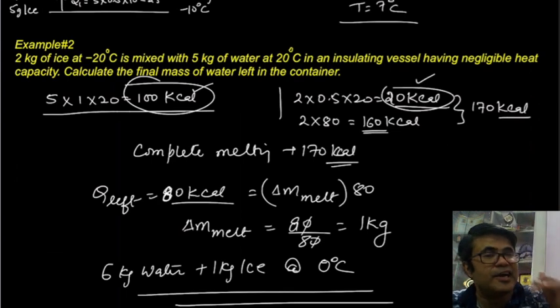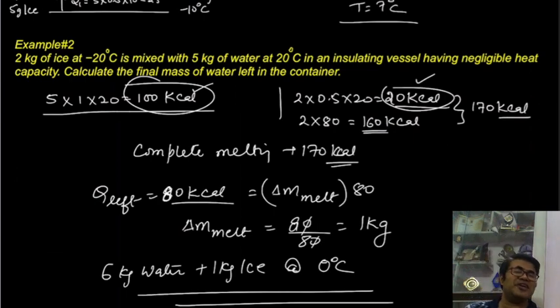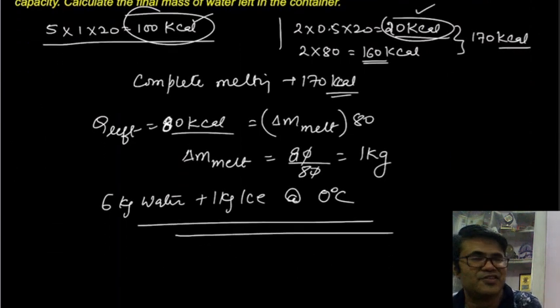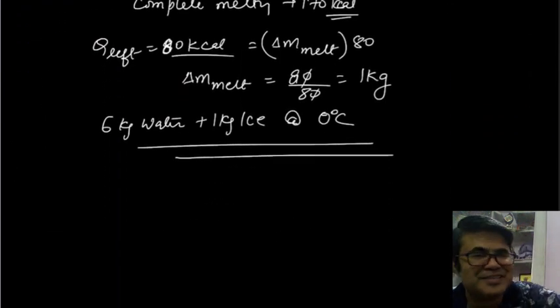Here the heat was good enough to take the ice to 0 degrees, but not to completely melt it. So it is partially melted, and finally you will have 6 kg of water remaining at 0 degrees Celsius with 1 kg of ice. So that is how you do this question.